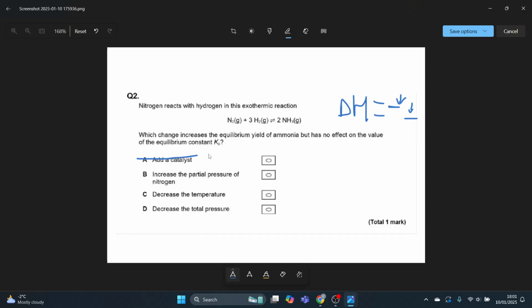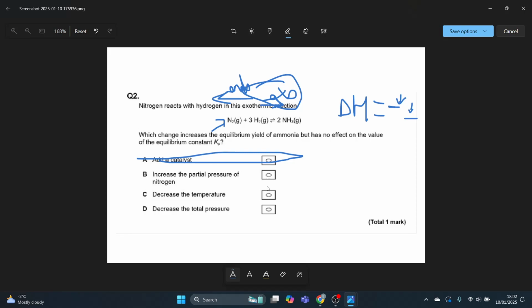Add a catalyst. Catalysts have no effect on the equilibrium yield. Increase the partial pressure of nitrogen. If I increase the partial pressure of nitrogen, that could work, but let's look at C and D. Decrease the temperature. Well, if I decrease the temperature, because the forward reaction is exothermic and the backwards reaction is endothermic, it's going to shift to the exothermic direction to oppose the decrease in temperature, aka increasing the temperature. So therefore, it will increase the equilibrium yield of ammonia.